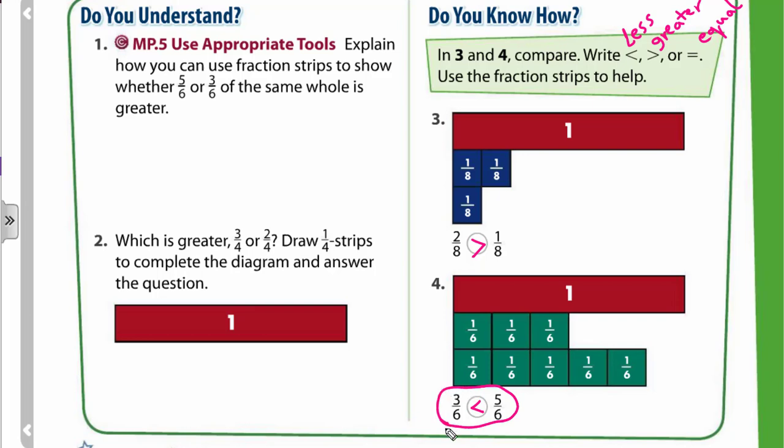Okay, let's read this. I will read it and you repeat, okay? 3 sectors is less than 5 sectors. Okay, thank you, my hero. And 5 sectors is bigger than 3 sectors. Okay, in this case, we should write it like this: 5 sectors greater than 3 sectors. That's also correct. But you cannot write greater than here. So, my heroes, any problems? Any questions?